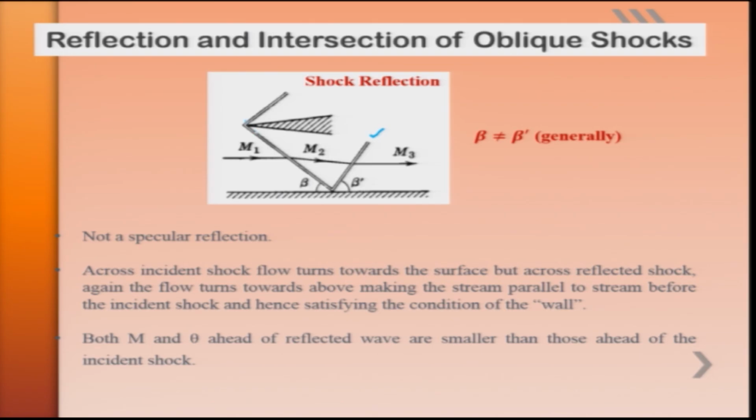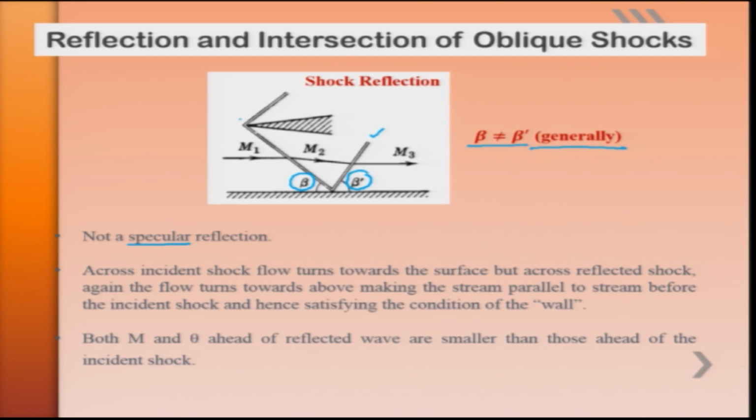However, even though the oblique shock hitting the bottom plate is reflecting back, this reflection is not specular. Specular reflection means that the angle of incidence of the incident shock wave must be equal to the angle of reflection. However, this kind of reflection not being specular in nature, the beta and beta dash, where beta is the angle of incidence and beta dash the angle of reflection, are not generally equal. It may or may not.